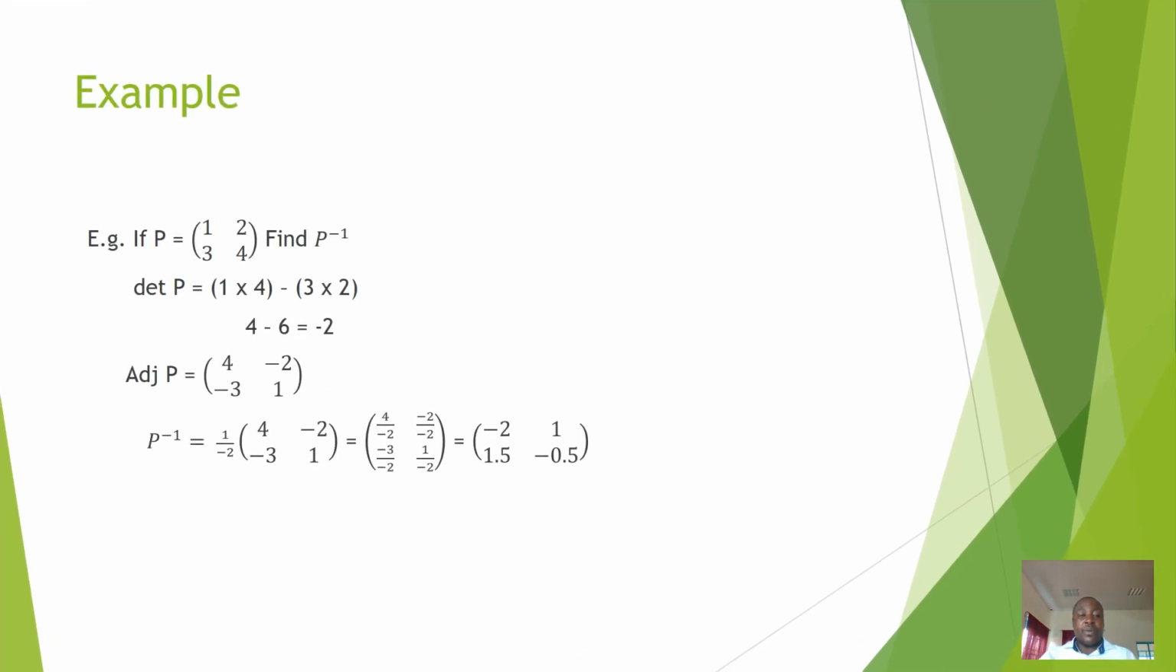Okay, let's take an example. If we have matrix P equal to 1, 2, 3, 4, we are required to find the inverse of P. We first get the determinant, which is 4 minus 6, equaling negative 2. The adjunct is 4, negative 2, negative 3, 1. So our inverse is going to be 1 over the determinant, 1 over negative 2, times the adjunct. We make sure that the fraction is entered inside the bracket. So each of those elements is multiplied by 1 over negative 2, giving us 4 over negative 2, negative 2 over negative 2, negative 3 over negative 2, 1 over negative 2, giving us negative 2, 1, 1.5, negative 0.5.